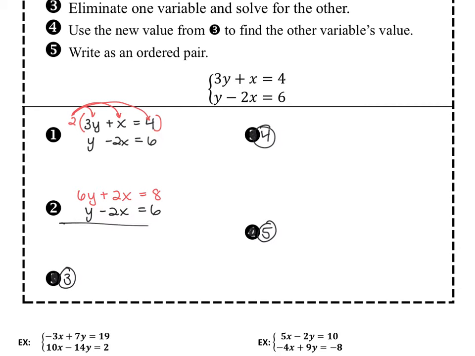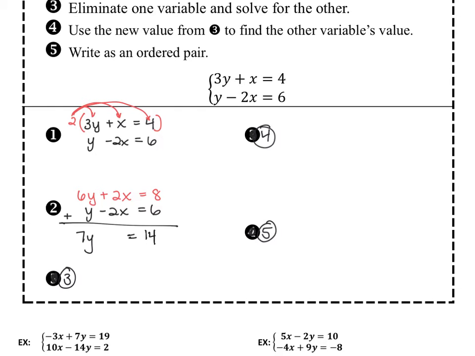Now what I need to do is add the two equations together. And in adding the two equations together, here's what you'll notice. We get 6y plus y equals 7y. And then we get positive 2x and negative 2x. Well, the whole point was to eliminate the x's, and they are gone now. A positive 2x and a negative 2x eliminate. And then we have equals 8 plus 6, which we get 14.